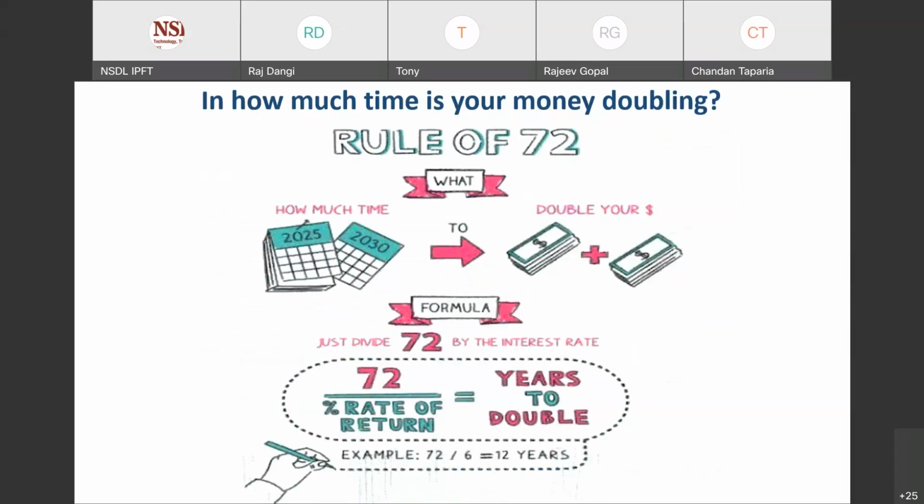Rule of 72, if you want to know how many years it will take to double your money. Let's say you are getting 12% return, 72 divided by 12. This is called the rule of 72. 72 divided by 12, so in 6 years your money will double. If you're getting 6% rate of interest, it will take 12 years for your money to double. So you can understand it this way.